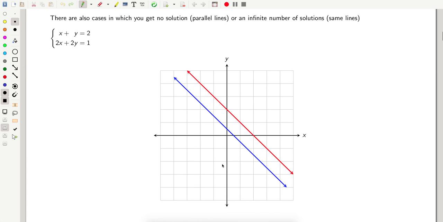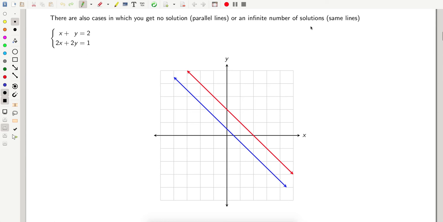We also have special cases where we get no solution, where there are no intersection points, and that happens when the lines are parallel. Here we have x plus y equals 2 in red and 2x plus 2y equals 1 in blue. They have the same slope of -1, but different y-intercepts. So these two lines are never going to intersect, which means there's no solution to this system. There's no value of x and y you can plug in to make both equations true. For instance, 1 plus 1 does give you 2, but 2 times 1 plus 2 times 1 does not give you 1. So if we have parallel lines through graphing the rows, we have no solutions.